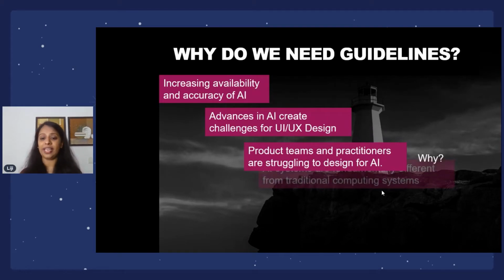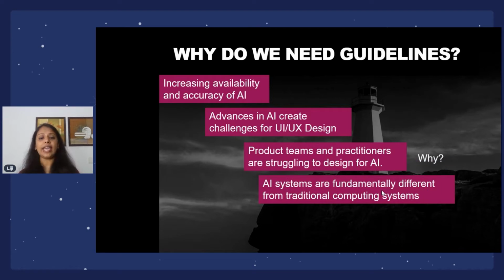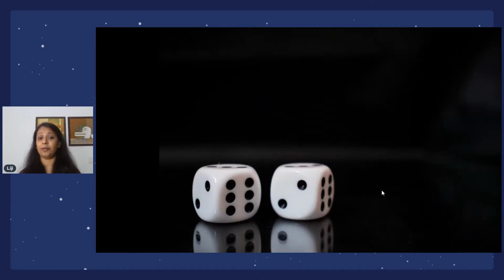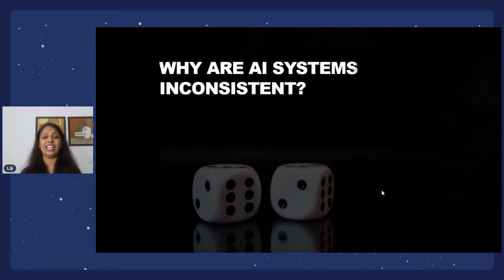So the reason that they're really struggling with making designs for AI. Why are they struggling with making design for AI? Is because AI systems are unlike traditional systems, traditional computing systems. They're fundamentally different. Why are they fundamentally different from traditional systems? AI systems have an inconsistent behavior about them. And before you ask me the why of that, let me say, why are AI systems inconsistent?